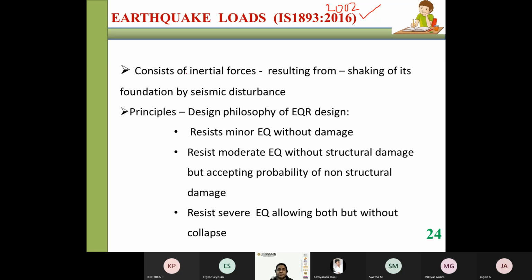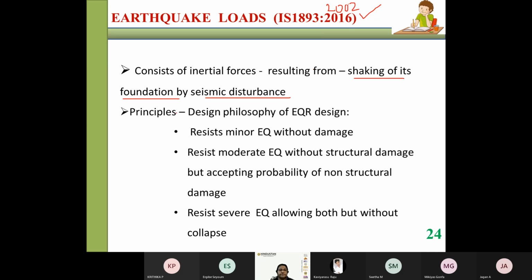Inertia force. What is inertia force? You know, whenever a moving load is coming in the horizontal direction, because we are giving a resistance, we have a tendency to move in the same direction. That is called the inertia force, resulting from shaking of its foundation by seismic disturbance. This is how the earthquake force has to be taken into consideration.